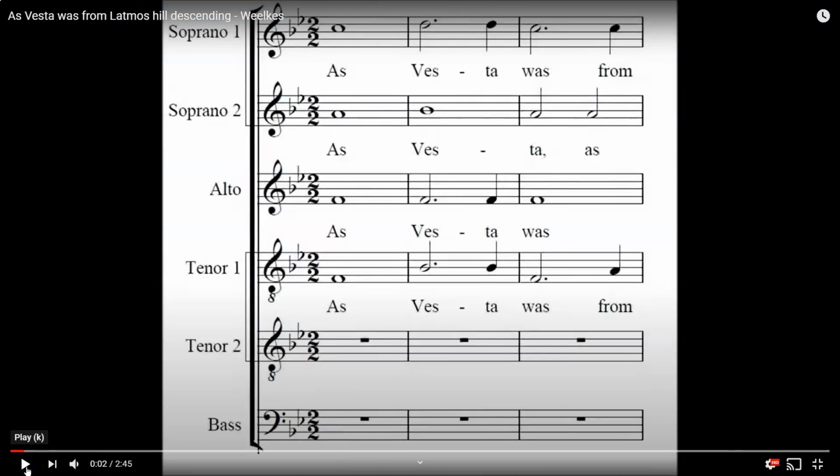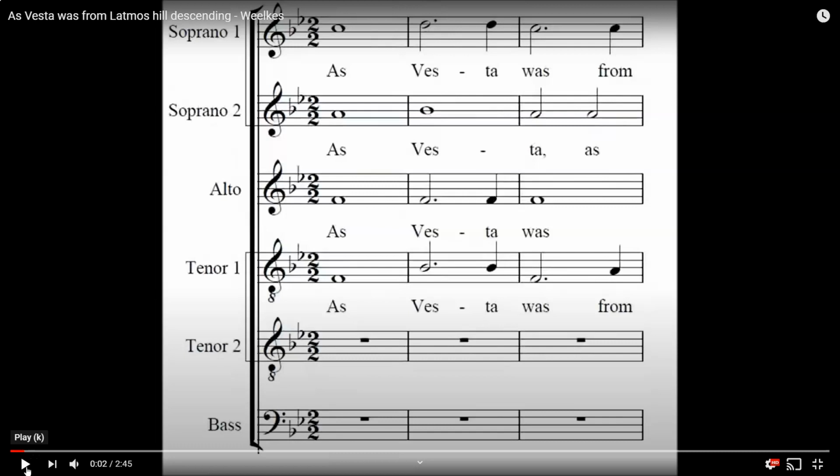So, okay, just a little bit of background of what it is that they're singing, all right? The first lines are, as Vesta was from Latmos Hill descending, she spied a maiden queen the same ascending. So in other words, Vesta's a goddess of the hearth. Weelkes brings in all these different characters from Greek and Roman imagery. It's really lousy poetry. I'm being so mean to Thomas Weelkes, and all he wanted to do was write a nice madrigal to the queen, and I'm just being so disparaging. But anyway, not a lot to worry about.